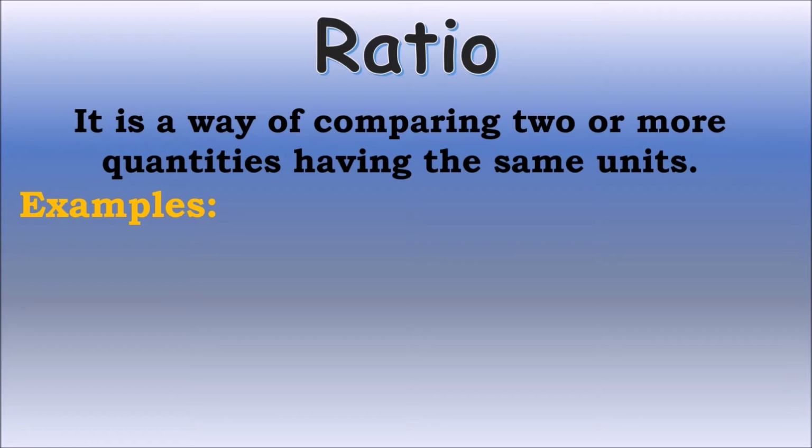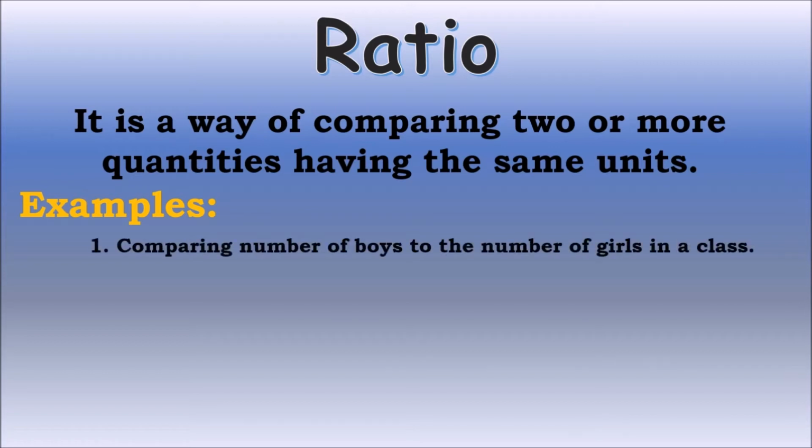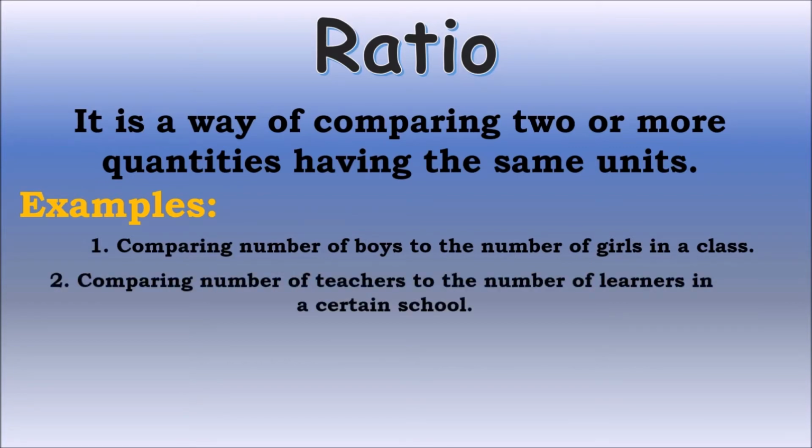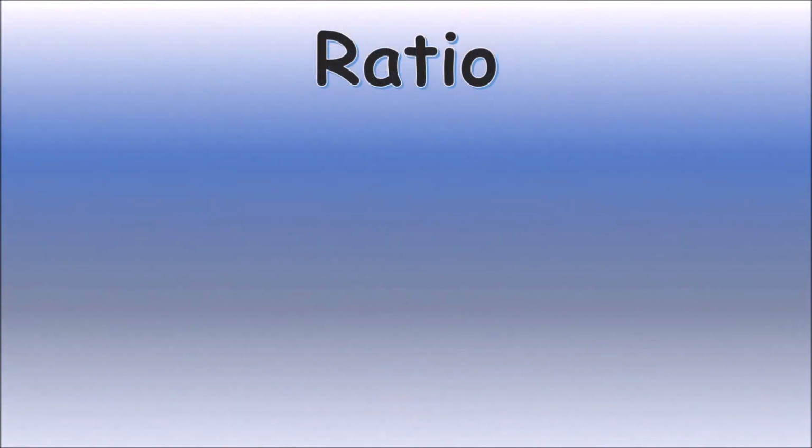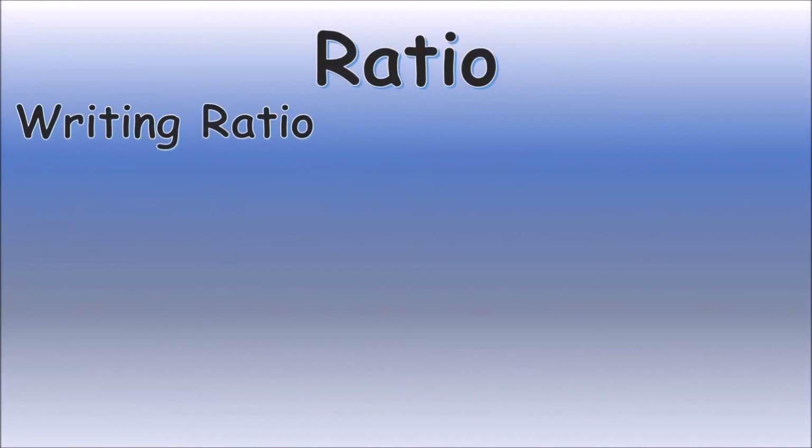It should be of the same units, because if we compare two or more quantities of different units, it is no longer ratio. We call it rates. Examples of comparisons that could be ratios are comparing the number of boys to the number of girls in a class, comparing the number of teachers to the number of learners in a certain school, comparing the number of mathematics books to the number of science books available in a particular library, and so on. As long as it is of the same unit, it is a ratio.